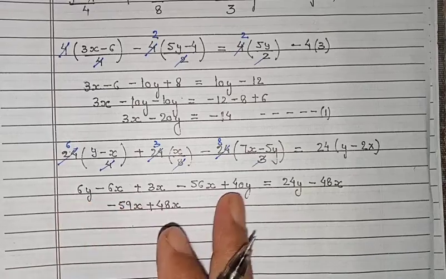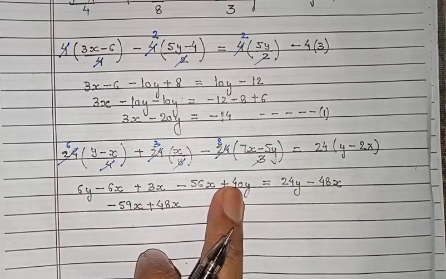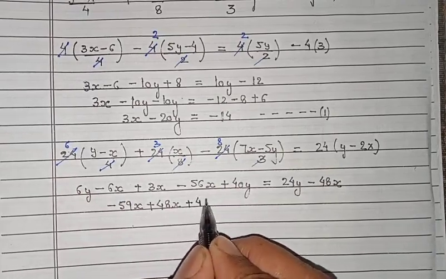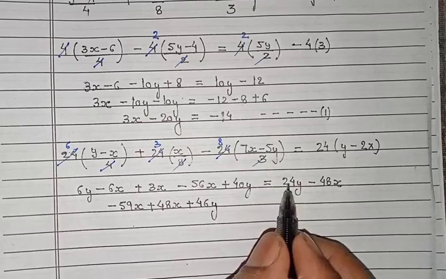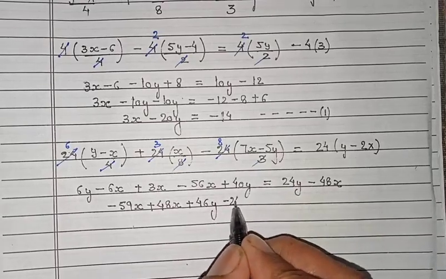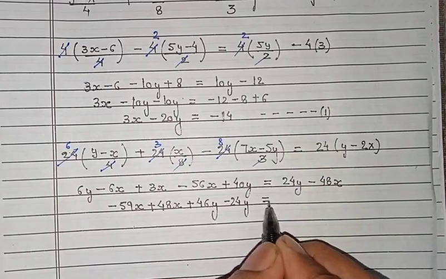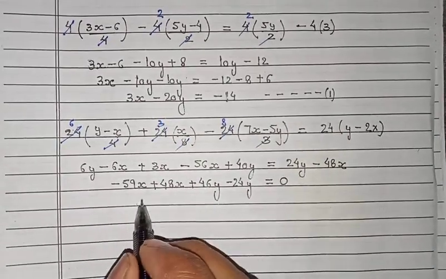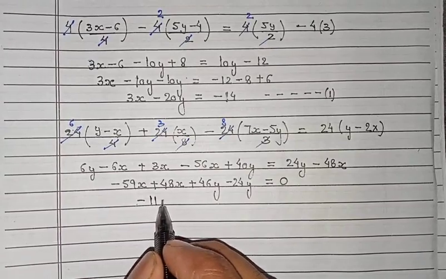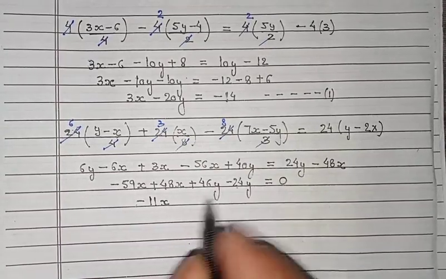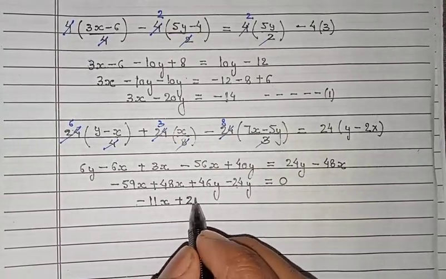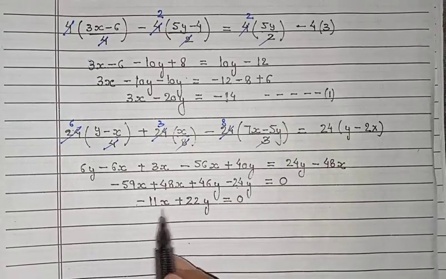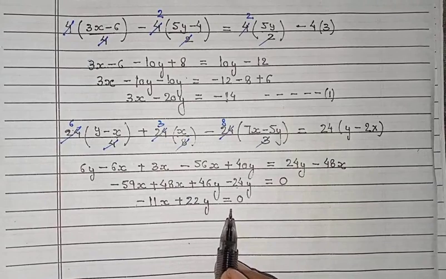Now the second variable y, on the left side we have 40y plus 6y, that is 46y, and collecting this term minus 24y is equal to 0. So this will give you minus 11x plus 22y is equal to 0. Now you can see we have removed the fraction from the second equation.